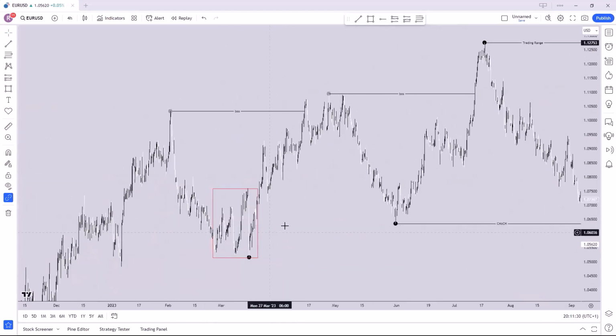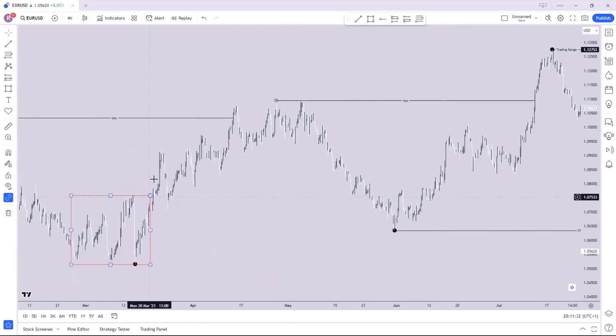So we've come up, a large injection of lot size to the upside. We're coming all the way up, and then this is where supply steps in, because there's too much demand, or let's say a lot of demand for this current pair. So this is where supply steps in, so we come back down, and then this is where the mitigation phase happens.